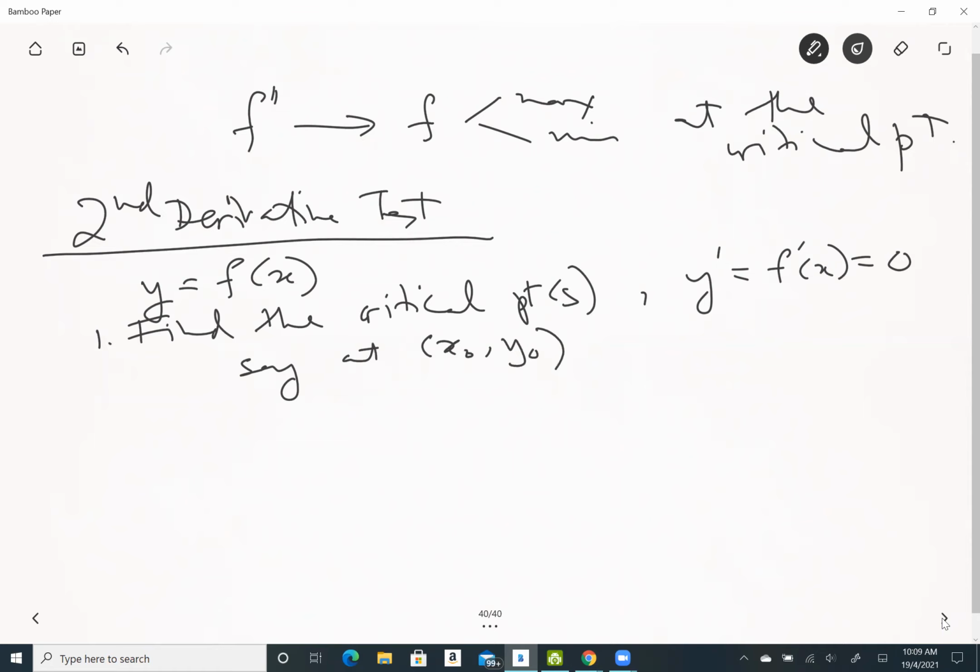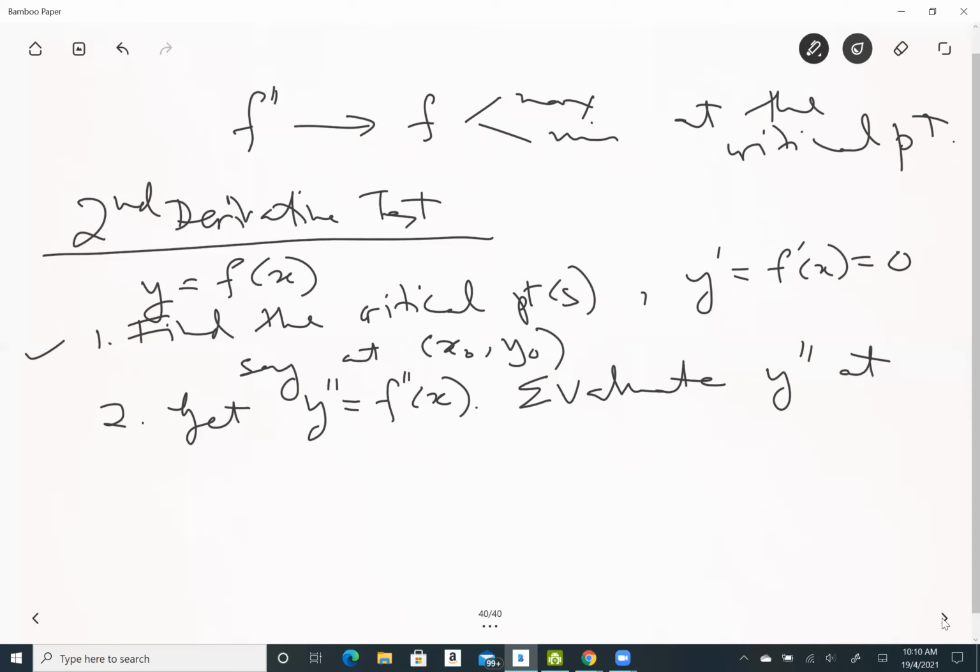So we have done this, the first step we know already. Now, secondly, we are going to find the second derivative. So here you get the second derivative, that is y double prime equal to f double prime of x. And then we evaluate the y double prime at x zero, y zero. At x equal to x zero, you want to see the nature of the y double prime.